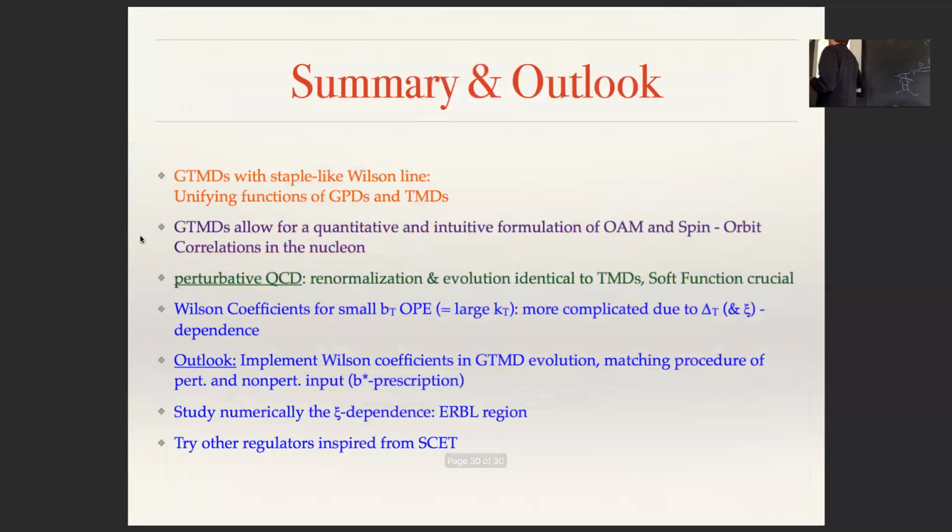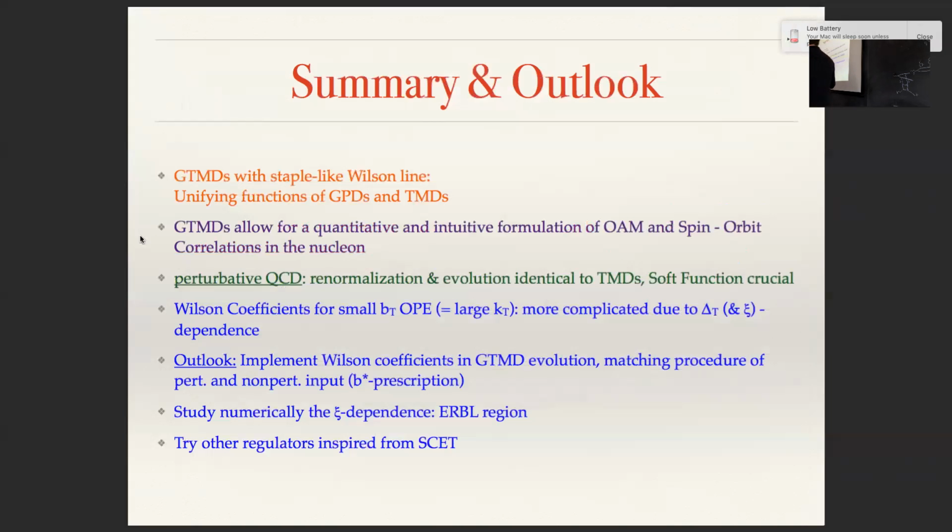We want to go on with this work after we took some 2 years break or so, but we want to actually work on this furthermore. What we want to do is to implement these Wilson coefficients, also go away from this input-output prescription and implement the Wilson coefficients in the GTMD evolution, and then probably need some matching procedure between the perturbative and non-perturbative input. This is also well known, for example, through the E-star prescription.